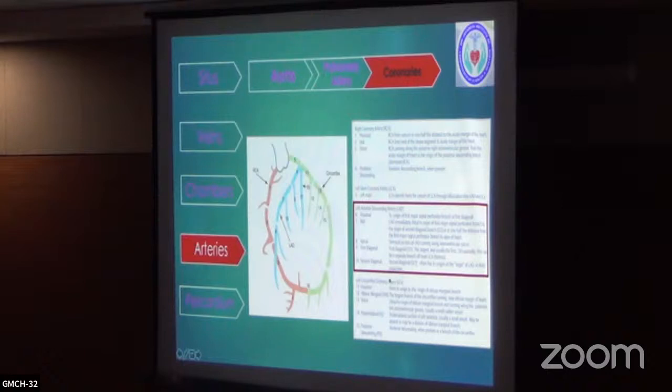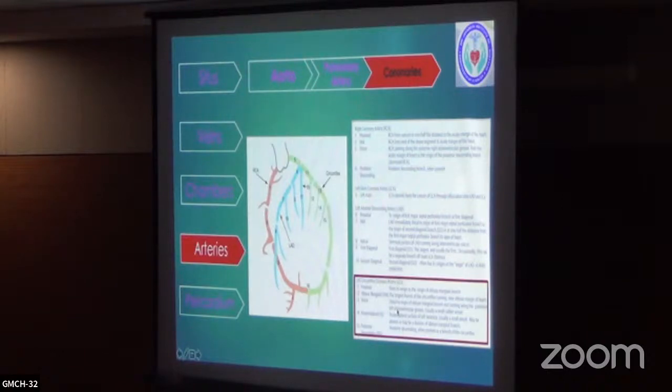Then you look at the circumflex artery. The circumflex can be divided into proximal and distal. Sorry, here again it's divided into 2 and not 3. The proximal is from the origin to the origin of the obtuse marginals. The obtuse marginals arise from the circumflex artery. And distal is from the origin of the first obtuse margin till where it terminates.